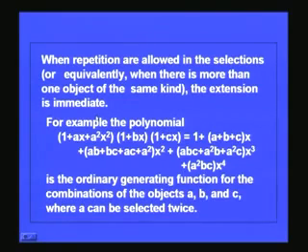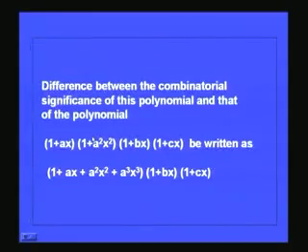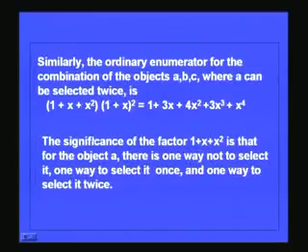Now, instead of putting A, B, C, if you put them as 1, the ordinary enumerator for the combination of the objects A, B, C, where A can be selected twice, is given by this. Instead of A and all, you are just considering the number of A's only. So it is 1 plus x squared into 1 plus x into 1 plus x. For B it is 1 plus x, for C it is 1 plus x, for A it is 1 plus x squared. If you expand this, you will get this.